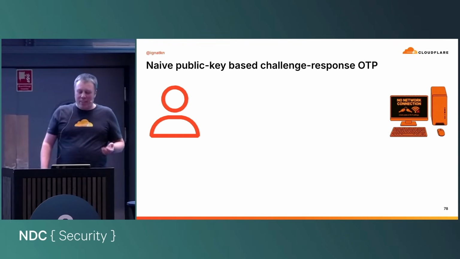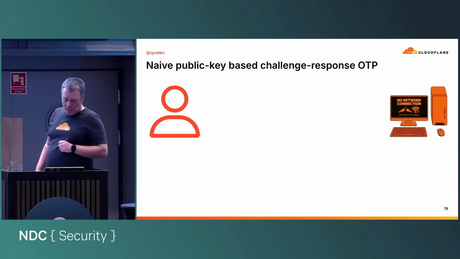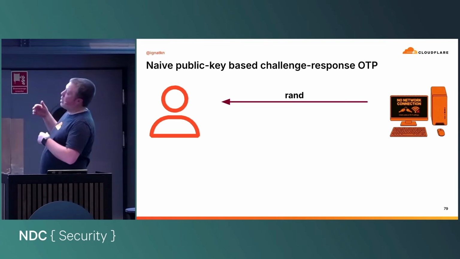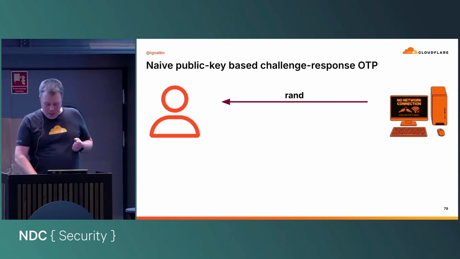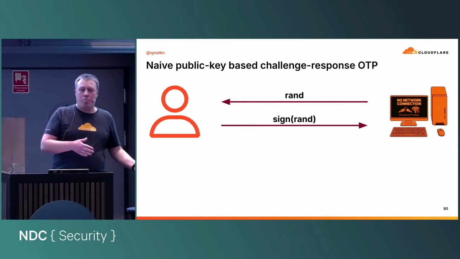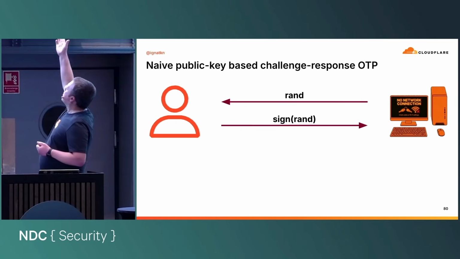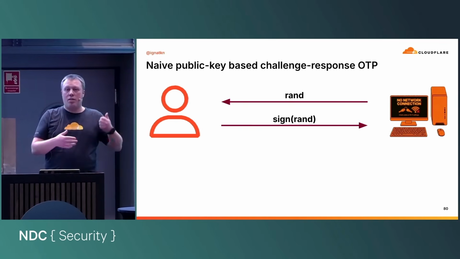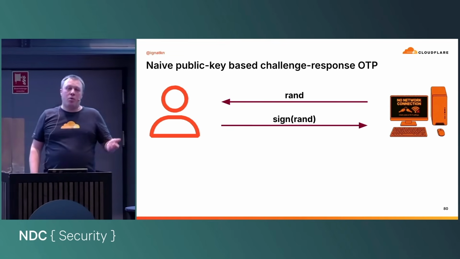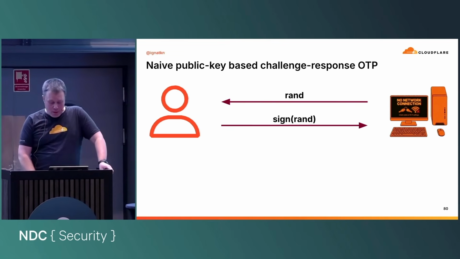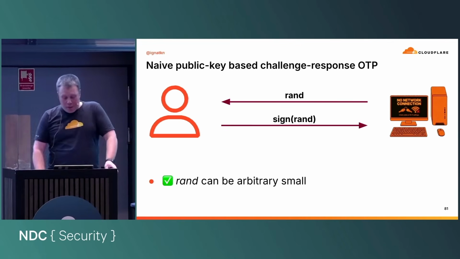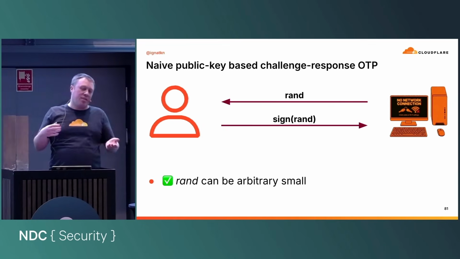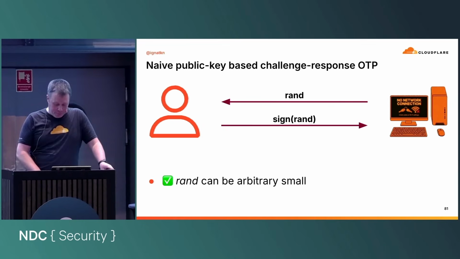We can do it naively, relatively, right? So what we can do is the server can present a challenge, some random number, anything, right? And the user can just sign it with a private key. So the server can then verify that signature, and the server can have reasonable assumption that the user possesses a private key because it was able to sign the challenge. The good thing about this is this random challenge can be arbitrarily small. You can send literally 1 byte, and it still would be reasonably good.